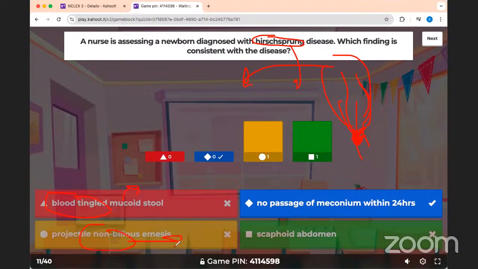Projectile nonbilious emesis is pyloric stenosis. Scaphoid abdomen is pyloric stenosis. The abdomen is distended. So this is what you see. You should not pick projectile nonbilious because the emesis is bilious.